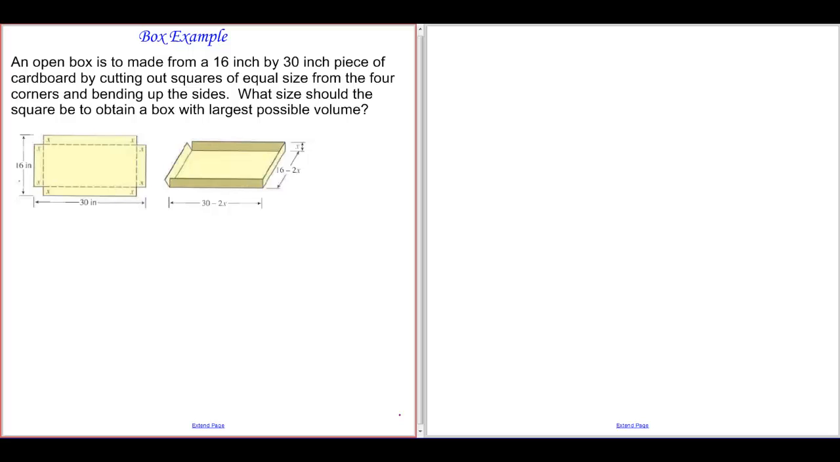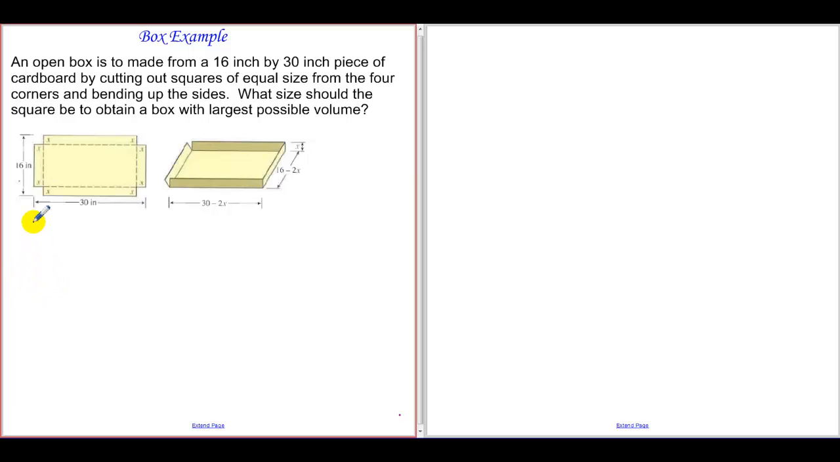This is an example of a box where we're building a box, and we are using a 16-inch by 30-inch piece of cardboard and cutting out squares in the corners and folding it up to make a box. What size should our square be to obtain a box with the largest possible volume?